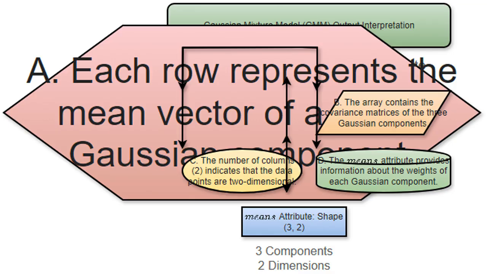This is true. Each row in the means array gives us the average values for one of the 3 components. Each component's mean will be a 2-dimensional vector, which is like saying the average x and average y coordinate for the data points in that group.